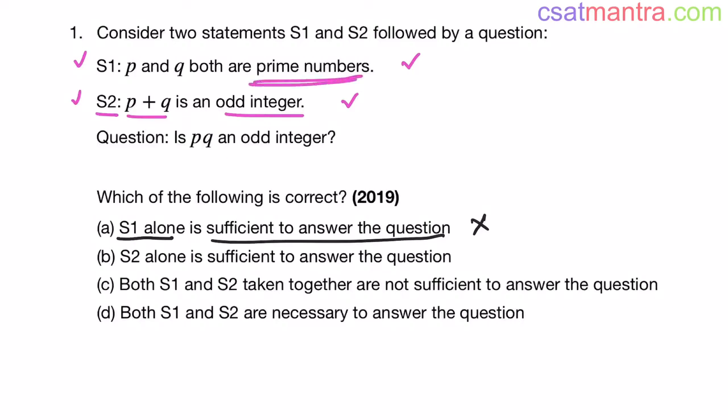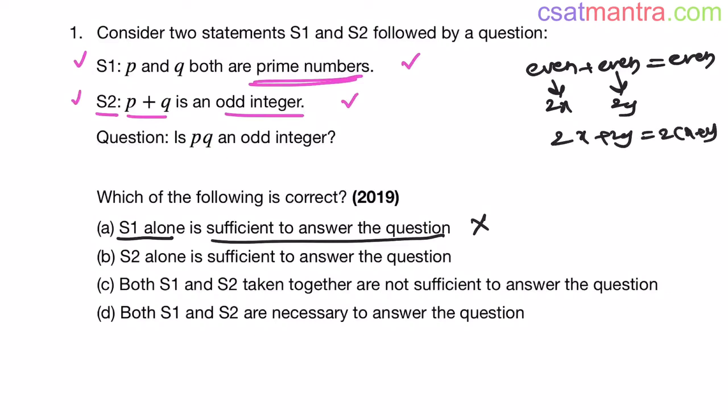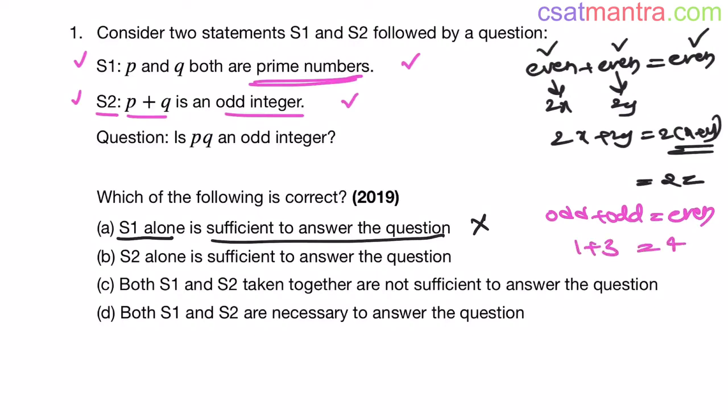Clear, right? Now we know, even number plus even number is even number, my friends, okay? An even number you can write in the form of 2x, and another as 2y. Now, their addition: 2x plus 2y, this is 2 of x plus y. See, this is in the form of 2z, okay? So, even number plus even number is even number. And we also know, odd number plus odd number is even number, my friends. Just take two odd numbers, 1 plus 3, that is 4, okay?